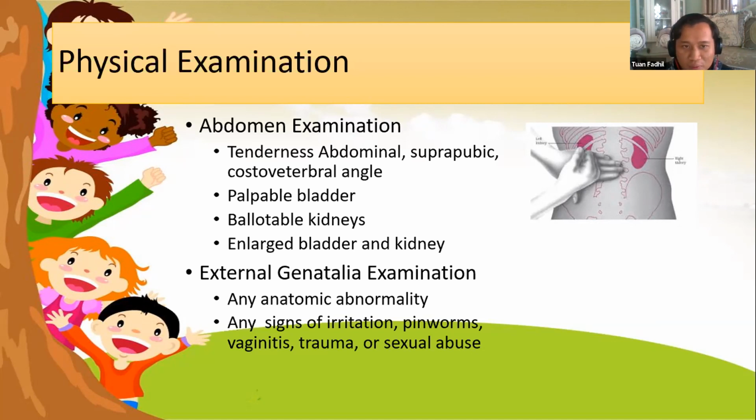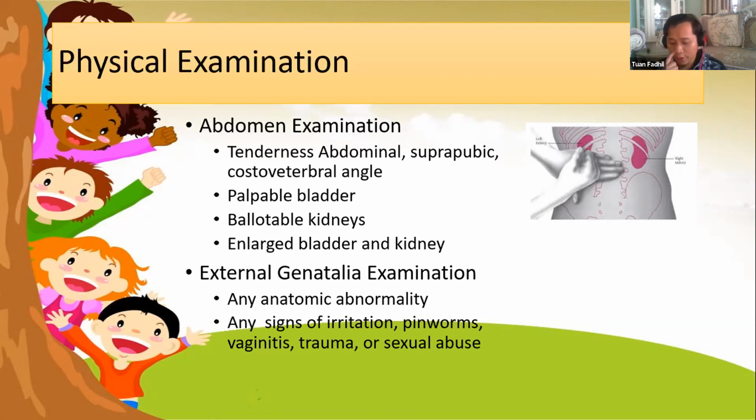In abdominal examination also, we need to know whether they have an enlargement of the bladder or kidney. And also we need to do an external genitalia examination, because we need to know whether they have an anatomical abnormality, or maybe some signs of irritation, pinworm, and also vaginitis, trauma, and also sexual abuse.